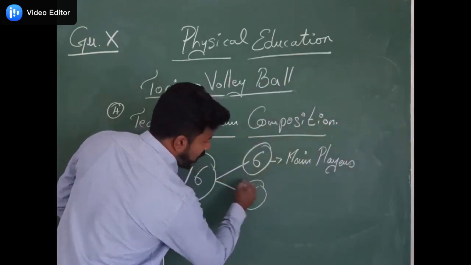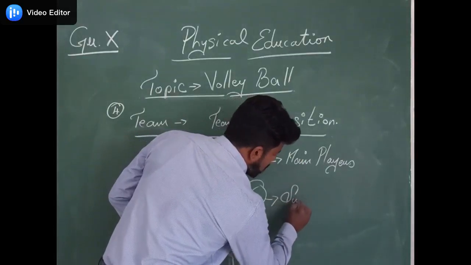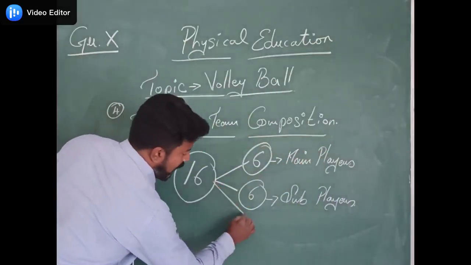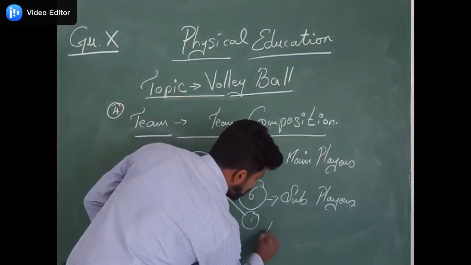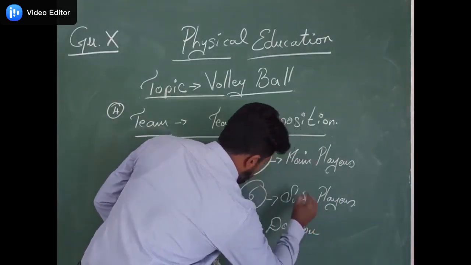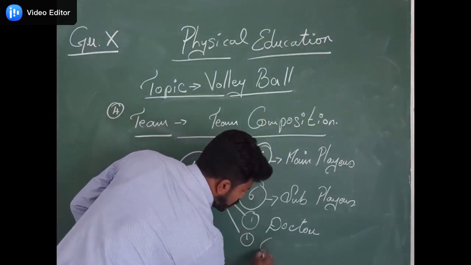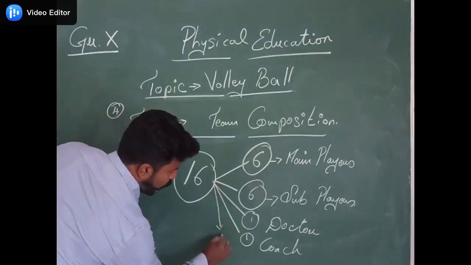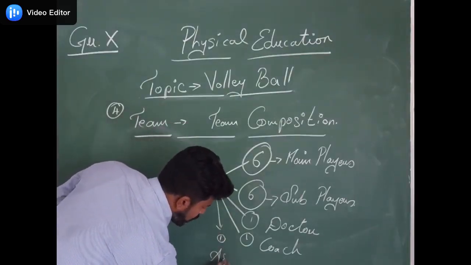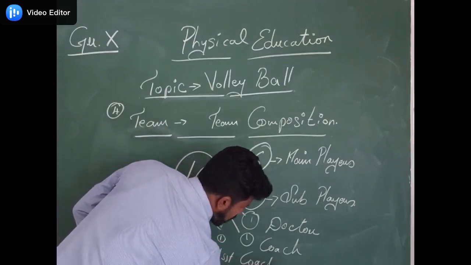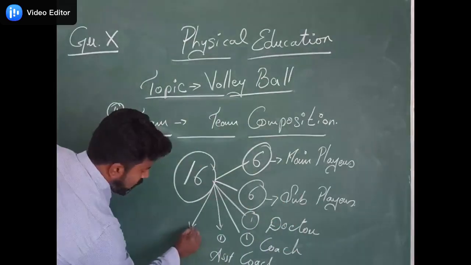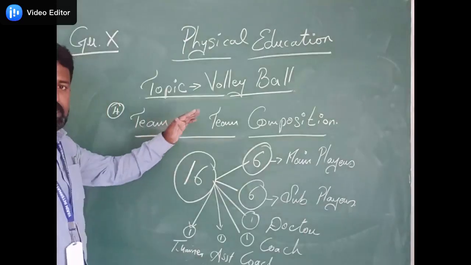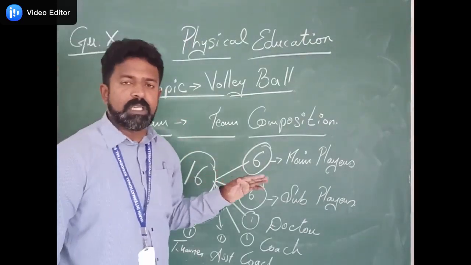The next 6 members are called substitution players. We will be having one doctor, one coach, one assistant coach, and one trainer. So this is, as a whole, the team composition in volleyball.